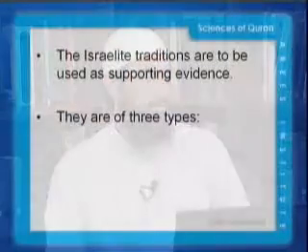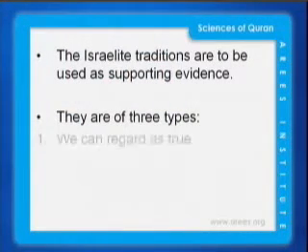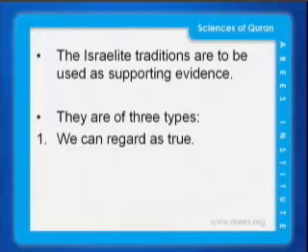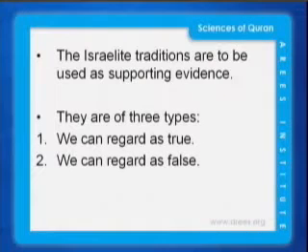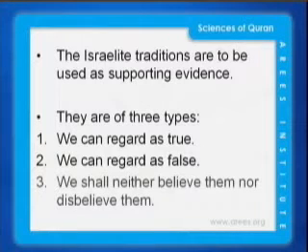You say there are three categories. The first one, we can regard as true, so we believe in it. The second category, we disbelieve it. We can regard it as false. We say that's a lie, that's rejected. The third one, we shall neither believe nor disbelieve. So the Israeli traditions are of three types. One type, we believe in it, we take it. Another type, we reject it, we disbelieve in it. Third type, we just leave it. We cannot accept it, nor can we reject it. So we have three types.